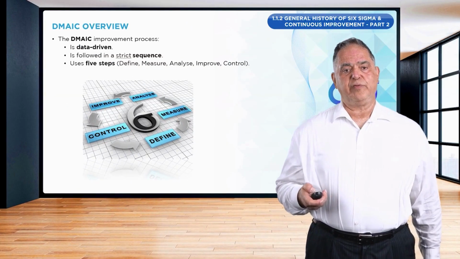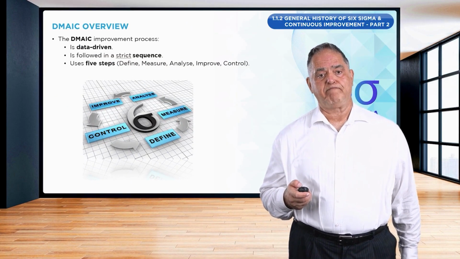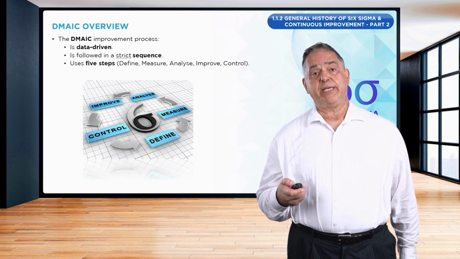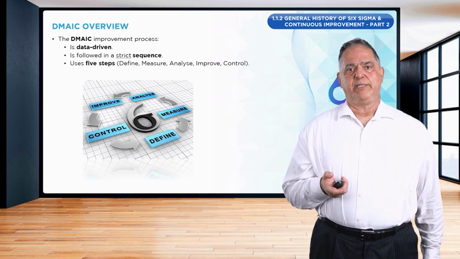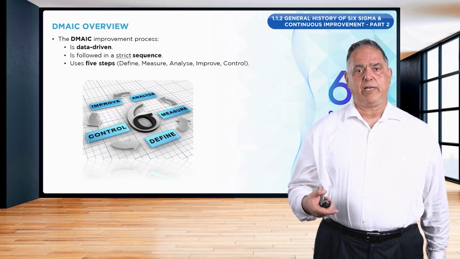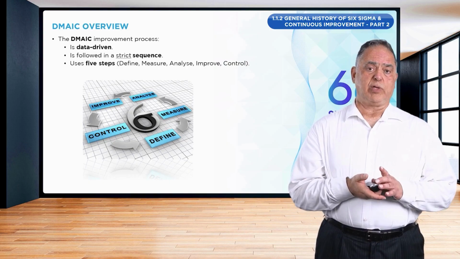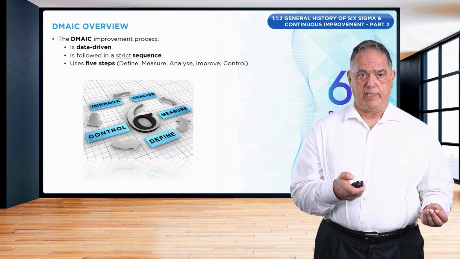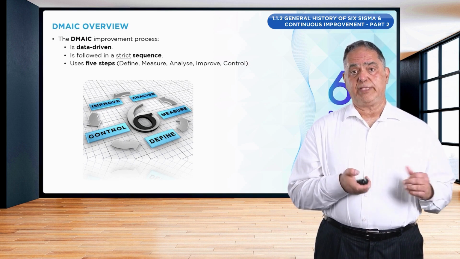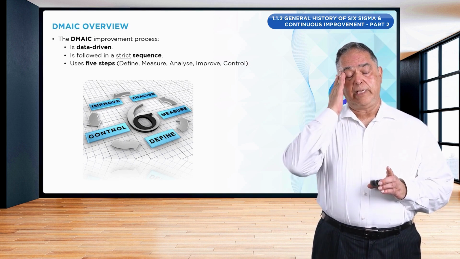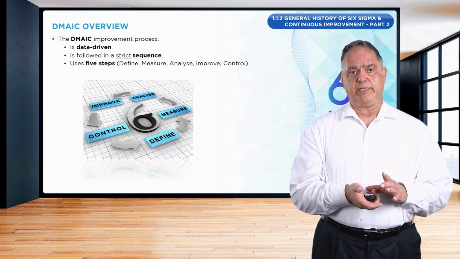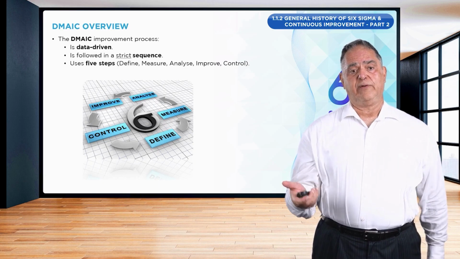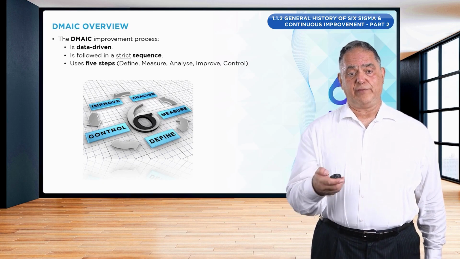Now let's have an overview of the DMAIC process. The DMAIC process improvement process is data-driven. This means that we collect data, we analyze data in order to come to data-based conclusions. It is followed in a strict sequence. This means that in each of the DMAIC stages, we have to follow a number of steps and we have to produce a number of deliverables.